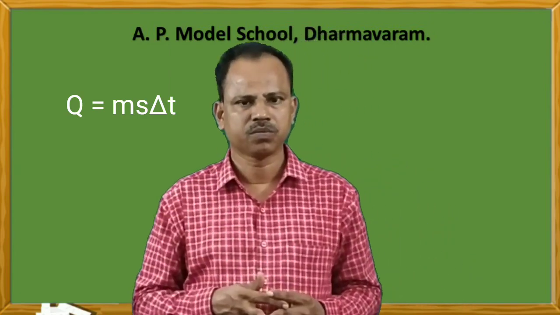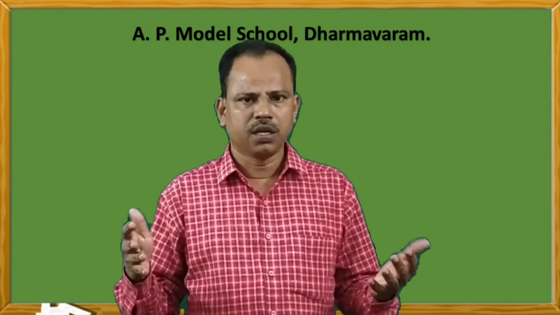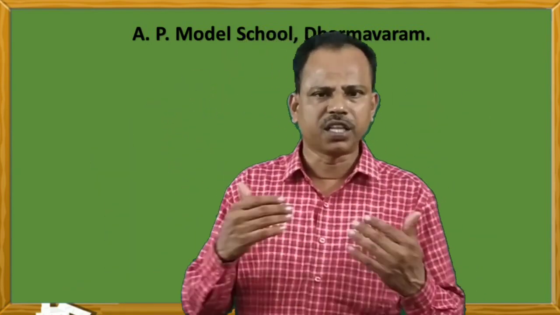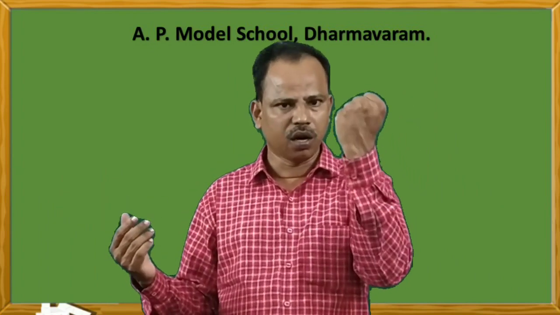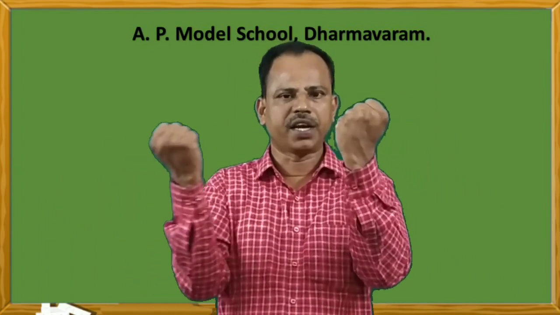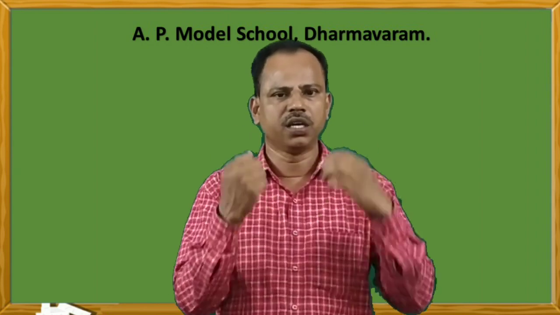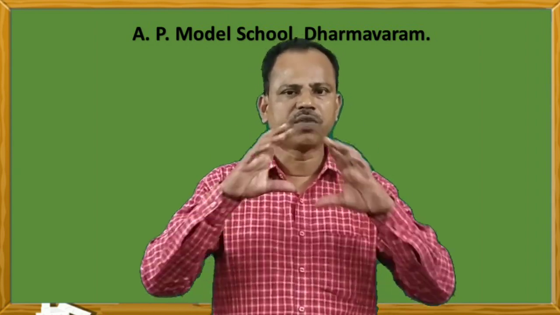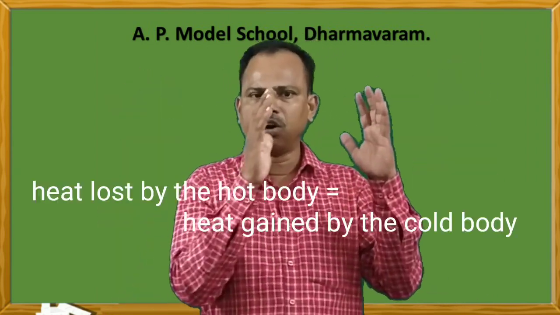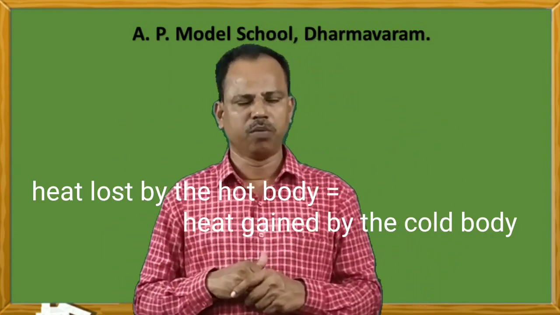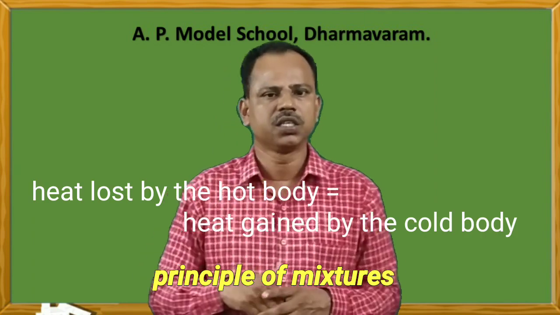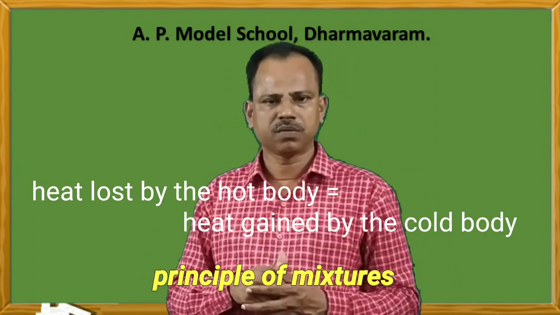delta T. So here, if you assume that there is no other way to lose heat, only the hot body has to lose its heat by transferring to the second body, then in that case, you can write one statement, that is, heat lost by the hot body is equal to heat gained by the cold body. And this is called the principle of mixtures.